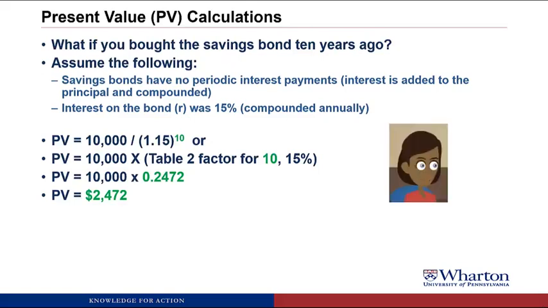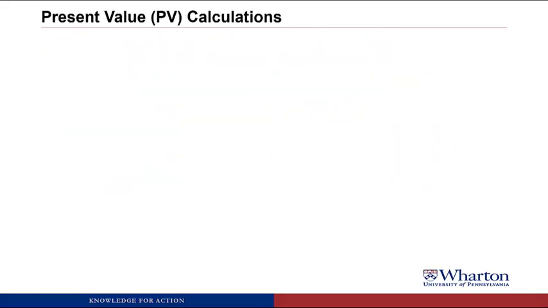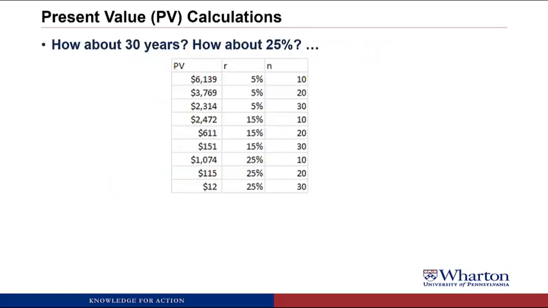I am starting to see a pattern again. Yes, the pattern that we're seeing here does generalize. So if we looked at 30 years or 25%, so do the same kind of sensitivities we did before, what we find is that if you look at the 5%, as the number of periods gets bigger, the present value gets smaller. If we look at 25%, same thing, as the number of years goes up, the present value goes down. And then for a given number of years, like if you look at all of the 30-year rows, as we go from 5 to 15 to 25%, the present value gets smaller.